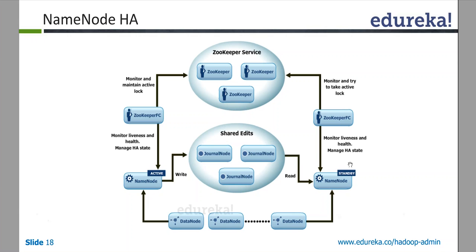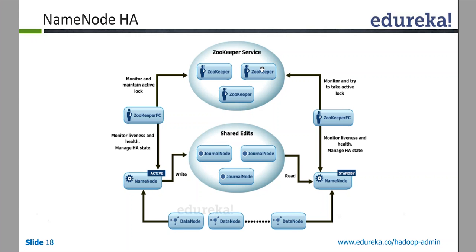Means there won't be any hindrances in the jobs of the clients, of the users. So to bring this shared storage, and to bring this synchronization between the active and standby name node, there are another set of daemons called Zookeeper failover controller. Zookeeper failover controller, as you can see what is written over here, monitors the liveness and health, manages the high availability state. So it manages this high availability state and puts all the data into this Zookeeper service.